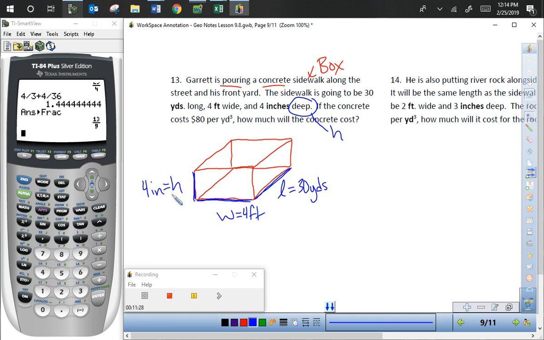Now, since we've got 3 different labels here, our problem won't work unless they're all the same. If we keep reading, it will tell us what to convert to. It says the concrete costs $80 per yard cubed. Okay, this price and yard cubed tell us we want to convert everything to yards.